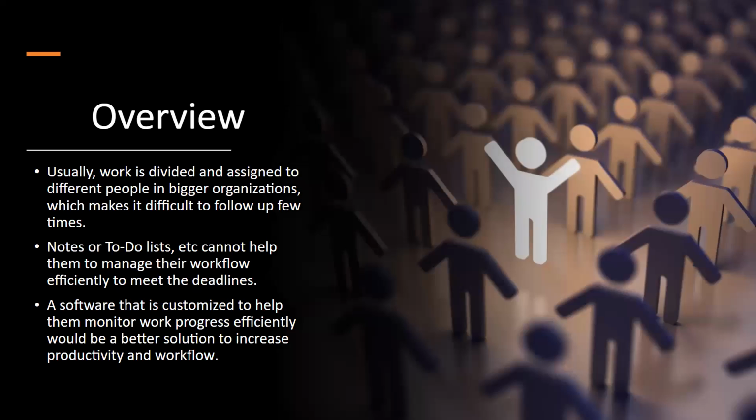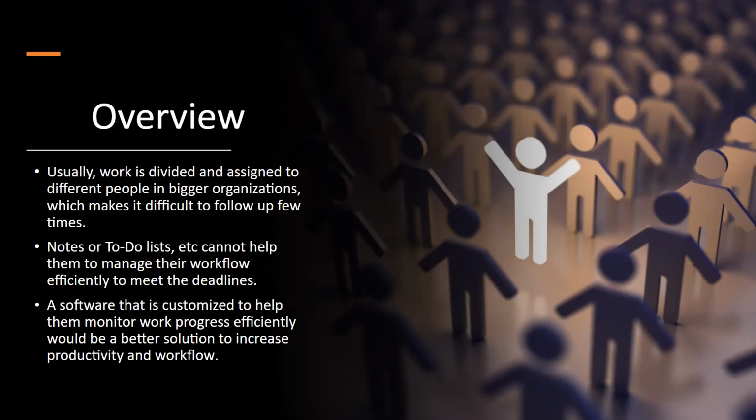So generally in an organization, if we need to track the progress or organize our work, or if we want to do it individually, mostly we prefer using notes or to-do lists to make a list of things we need to do and then go with it. But if it's an organization, we cannot work with a to-do list to handle everybody's work and track their progress. So a software that is customized to monitor our work and progress and everything would be a better solution, which can increase the productivity and we can handle the deadlines well.